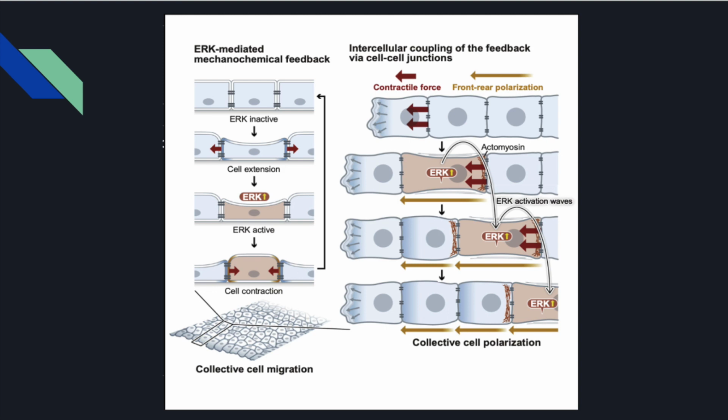As you can see on the right-hand side, it depicts a cell stretching and ERK becoming activated and then the cell contracting. And then you can see the depiction right below. It shows the contraction of that initial cell causes the neighboring cell to stretch, which then activates ERK signaling in that cell, and so on and so forth. And so as you can see, this chain of ERK activation down these cells causes the ERK activation waves that will facilitate cell migration.